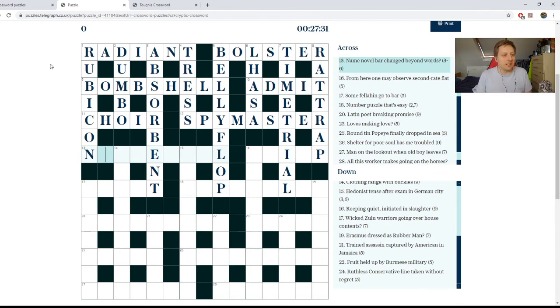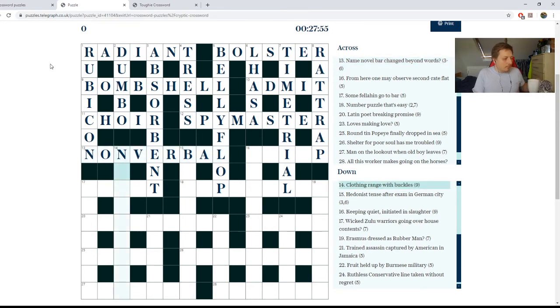Name can represent the letter N. I'm not entirely sure why. I think just as an abbreviation in general. So name for N, and then novel bar changed. Anagram of novel bar. You get this hyphenated phrase non-verbal, and that means beyond words. It's nothing to do with words. So that's 3-6, 3 letters, hyphen 6 letters.